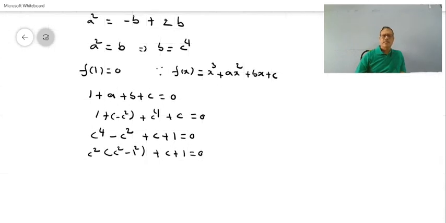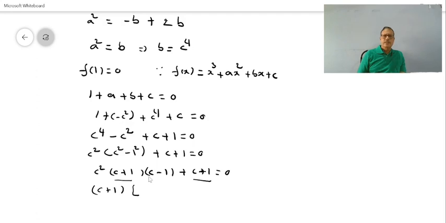Now a square minus b square is a plus b into a minus b, that is c square into c plus 1 into c minus 1, plus c plus 1 is equal to 0. So we can take c plus 1 as a common factor. Taking c plus 1 as a common factor, we get c square into c minus 1: c square into c is c cube, c square into minus 1 is minus c square. Here c plus 1 is taken out, you get 1.